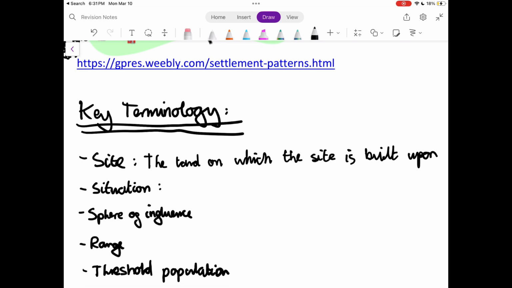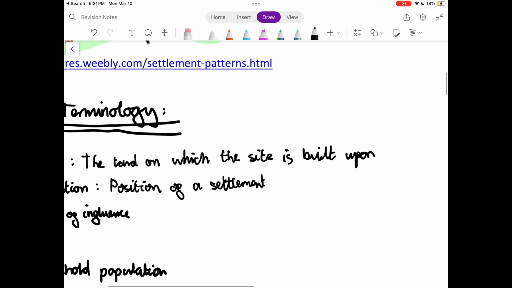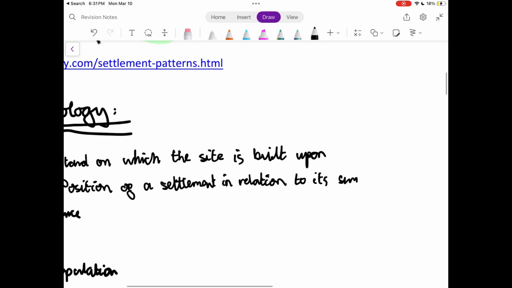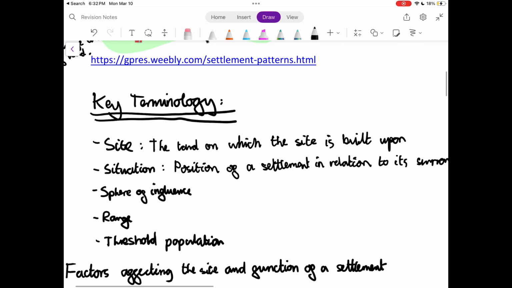Alright, and the situation is the position of a settlement in relation to its surrounding area. Okay, and the sphere of influence is the area that a settlement serves, and this sphere of influence will vary depending on how big the settlement is and the services that it provides. Sorry, that is supposed to be served.